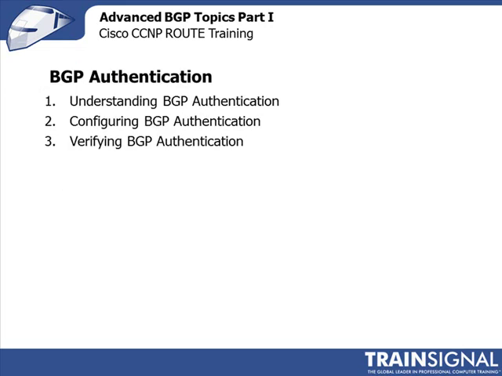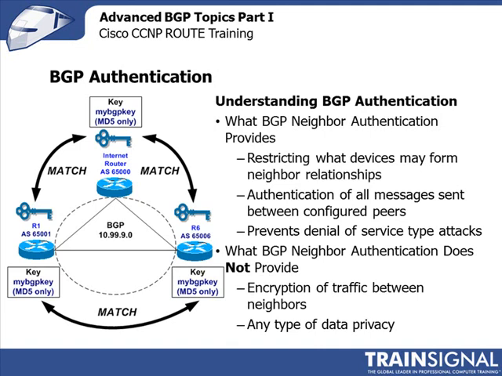First, let's consider BGP authentication. We first want to understand what it is, what it provides. Then we want to understand how to configure it, and then also how to verify that it's actually functional. So to begin with, BGP authentication, much like OSPF and EIGRP neighbor authentication, provides restriction from devices that can form neighbor relationships. And it also authenticates all messages sent between the configured peers. Remember, in BGP configuration, you talk about BGP neighbors, BGP peers, or BGP speakers, and they all mean essentially the same thing. The other thing that BGP authentication is able to do is, because of the authentication process, it can prevent denial of service type attacks.